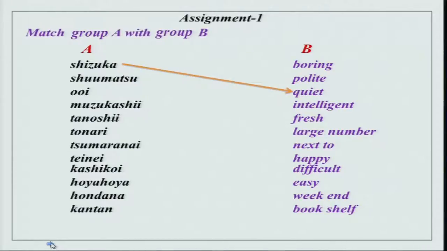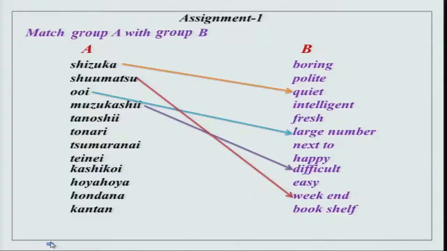Shizuka, quiet. Shumatsu, weekend. Oi, large number. You have done oki. Oki is for big in size. Oi is large or big in number. Please remember that. Then we have muzukashi, which is difficult.